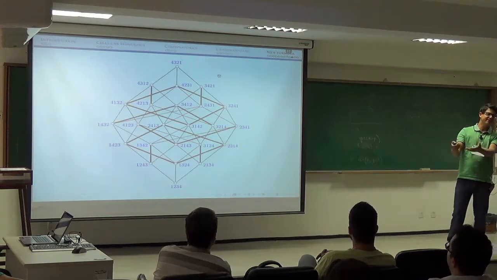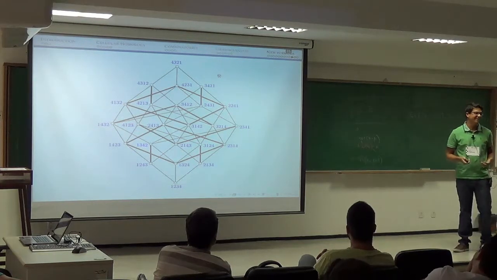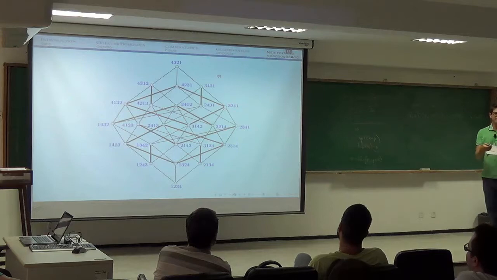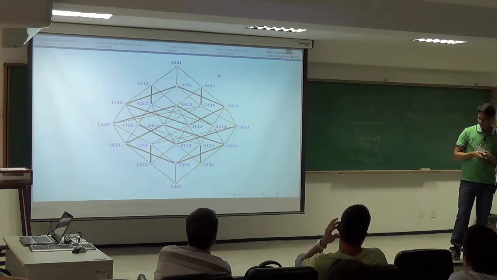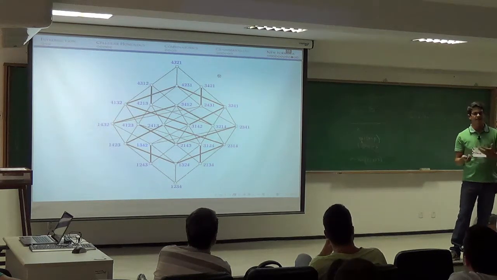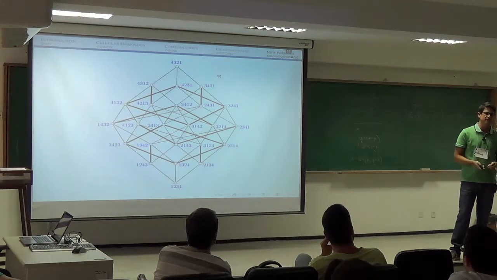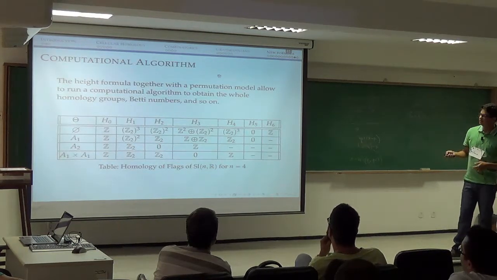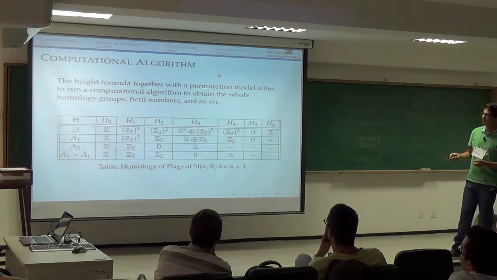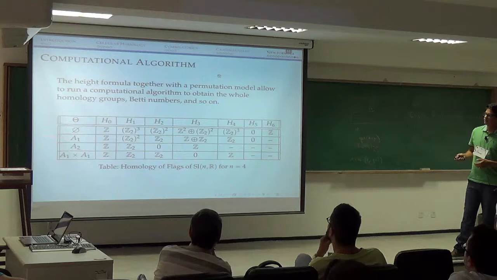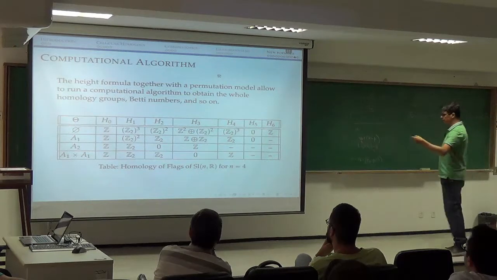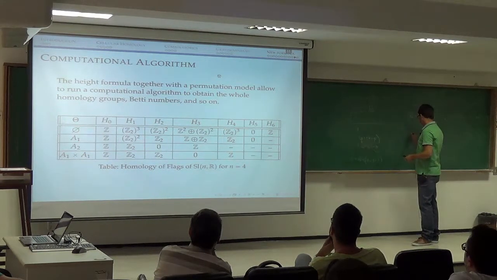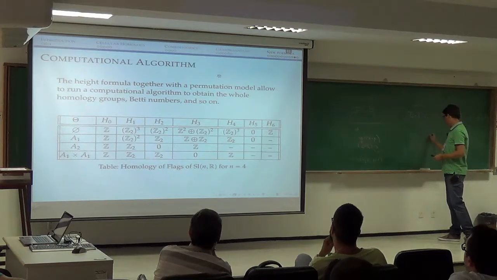That is another talk. But finally, we found the way to correct the signs when it's plus or minus 2. This has to be very well chosen. And so we can get this type of table. Here we have all the possible homology for all flags when n is equal to 4. This table corresponds to A3, where n is equal to 4.